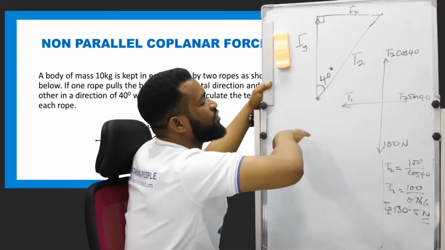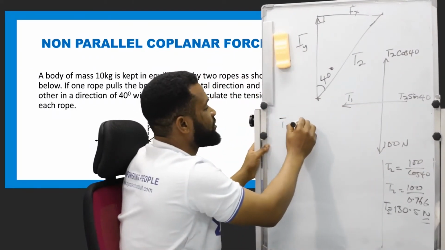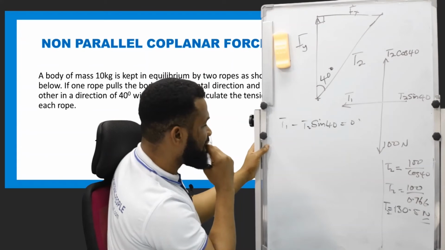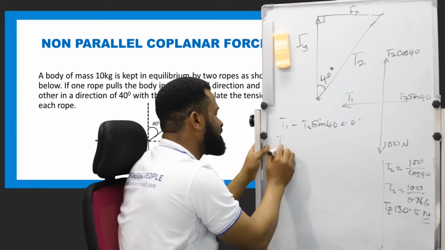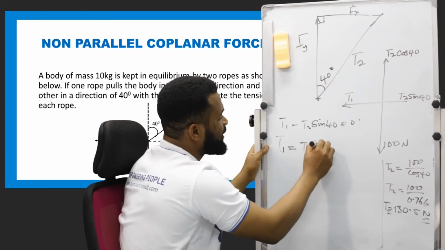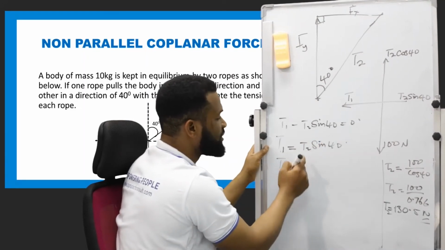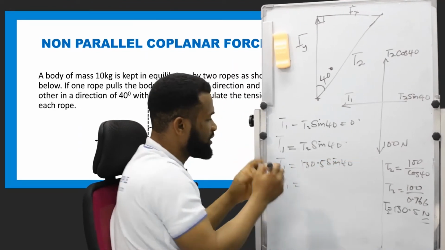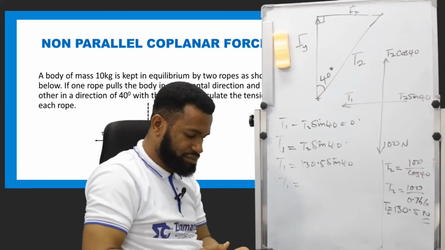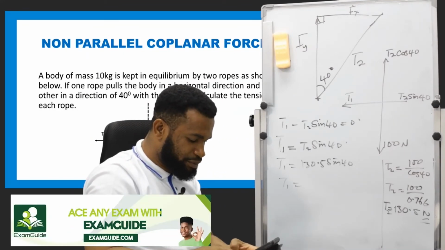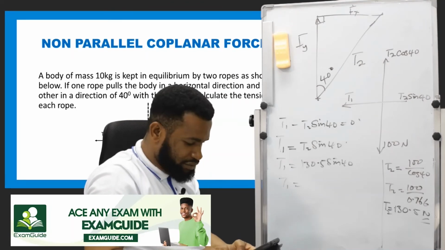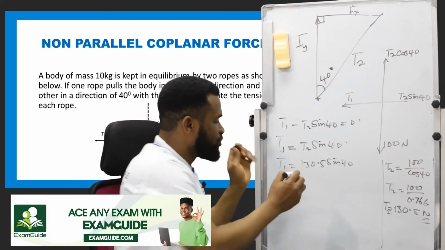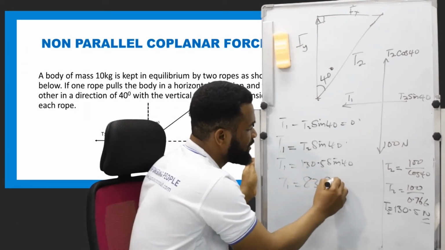Remember, T1 is on the horizontal axis. I'm going to say that T1 minus T2 sine 40 is equal to 0. All right. T1 is going to be T2 sine 40. And T1 is going to be, T2 is 130.5 sine 40. So 130.5 sine 40 is going to be 83.9. So 83.9 Newton.